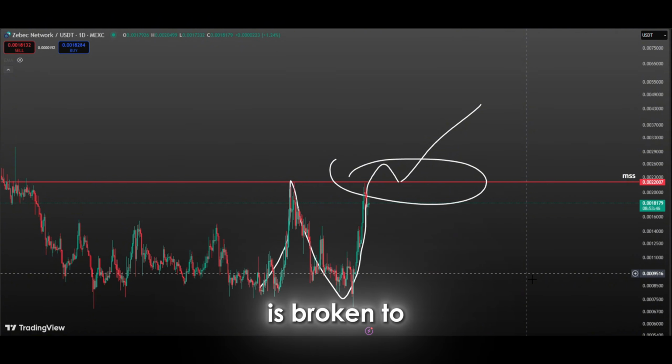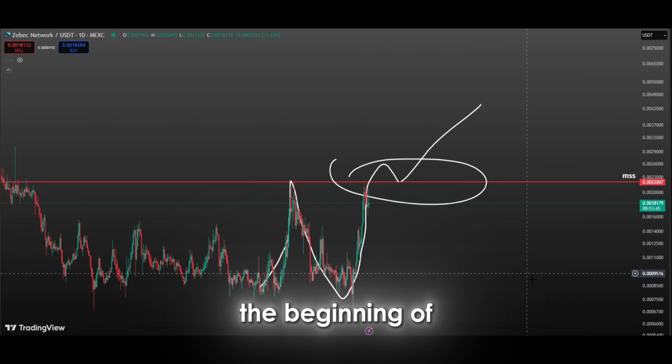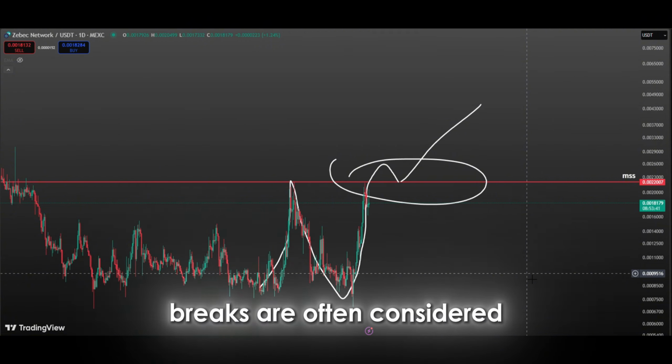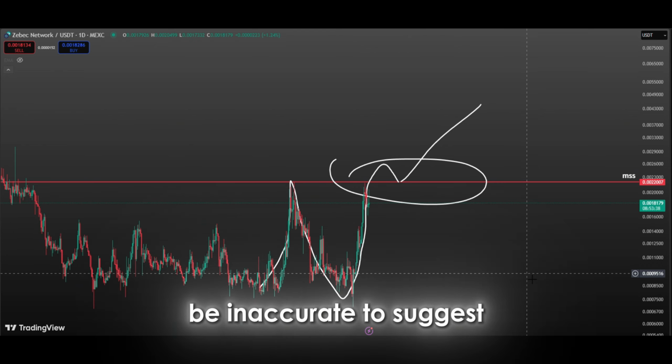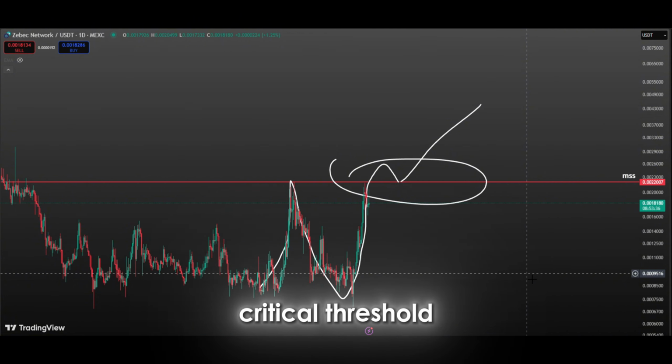If this area is broken to the upside, it could mark the beginning of a long-term trend rather than just a temporary rally. The overall outlook is quite positive, and such structural breaks are often considered one of the clearest signals of trend reversals. In light of all this technical analysis, it would not be inaccurate to suggest that price holds significant upward potential if it clears this critical threshold.